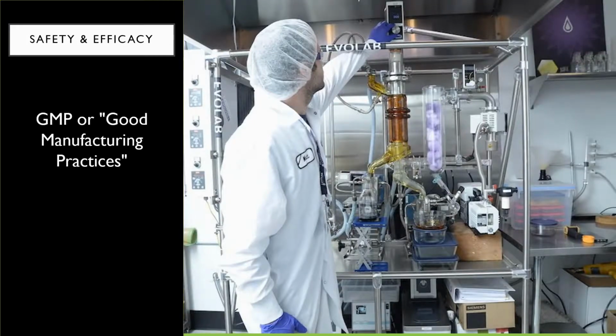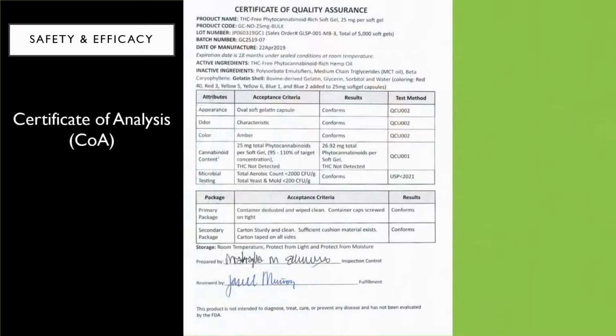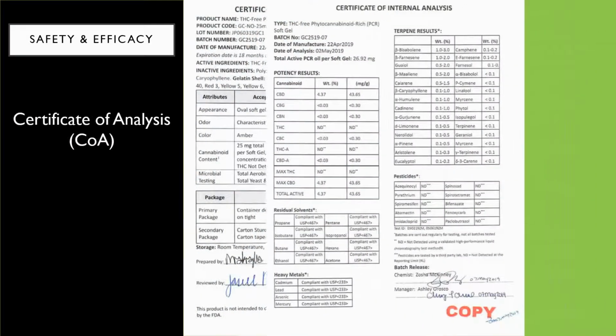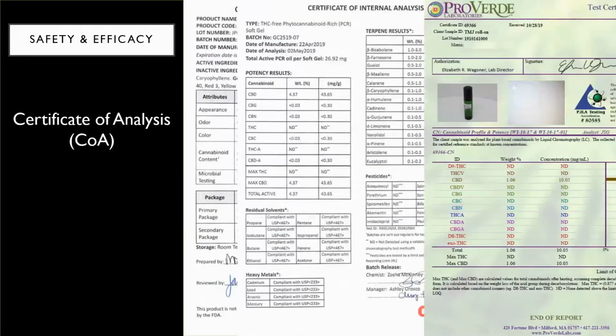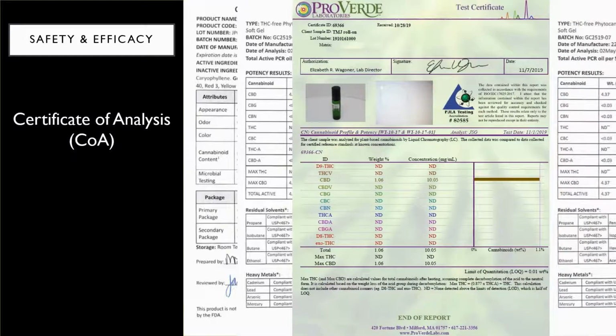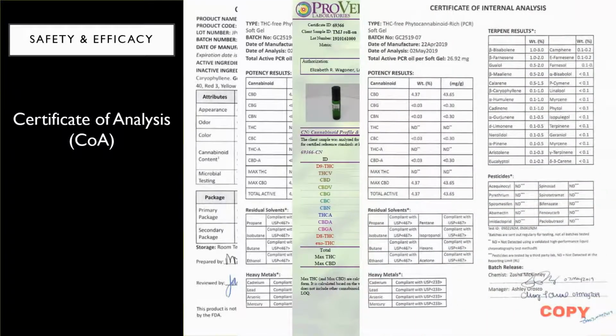Another way of knowing you're getting a safe product is by obtaining a certificate of analysis, or a COA. The COA is designed to show you what is in the product in terms of concentrations, but also what is not in the product, in terms of showing that it's solvent and pesticide free. Many more companies are providing QR codes on their product that'll take you directly to a COA online.